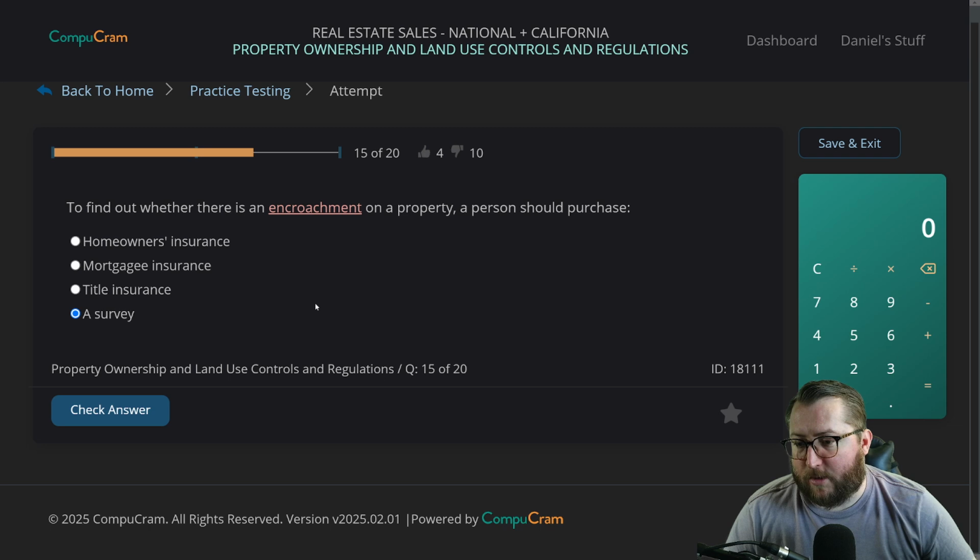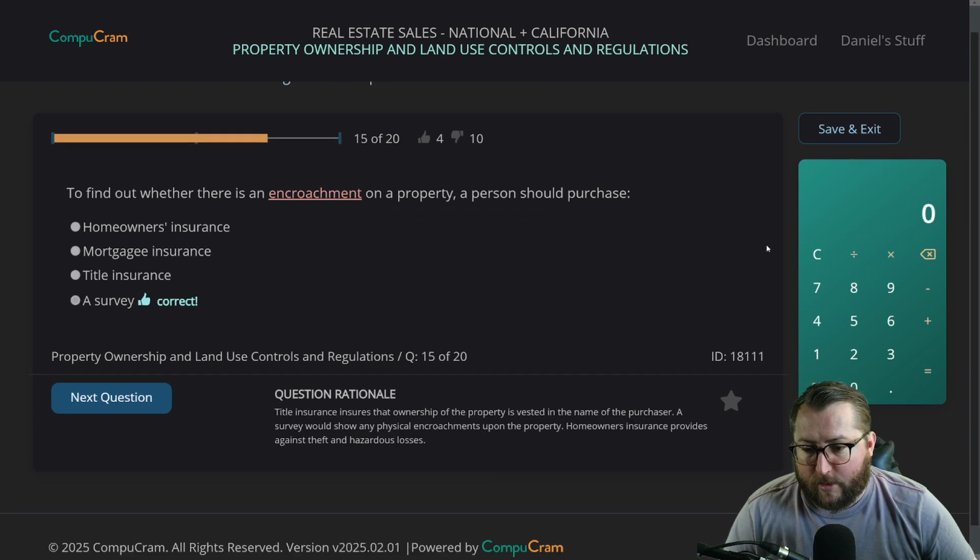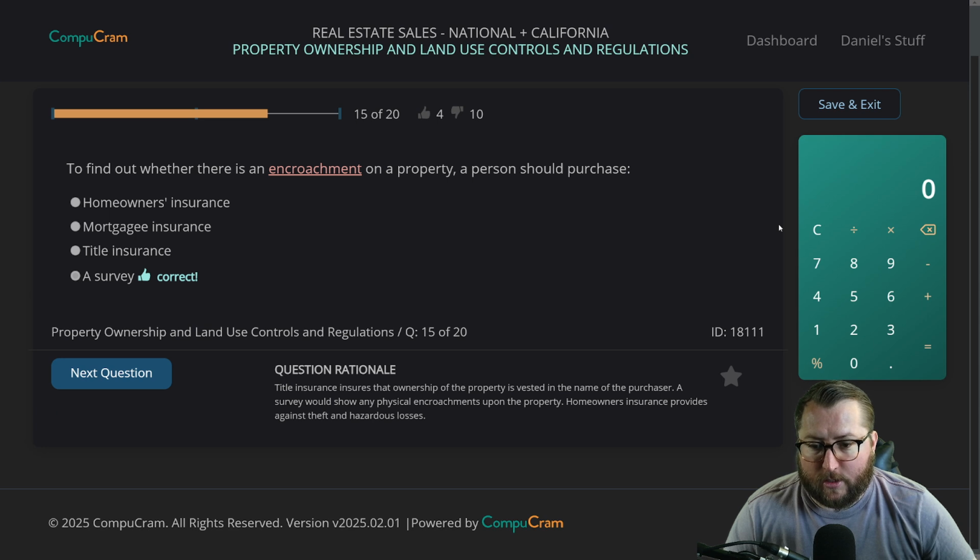Oh, a survey would be for boundaries. Yeah, okay, that makes more sense. If someone's encroaching on your property, you need to know where your property is. A survey. Perfect. Title insurance ensures that ownership of the property is vested in the name of the purchaser.